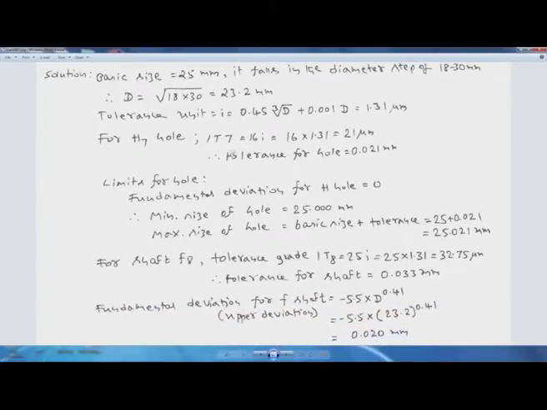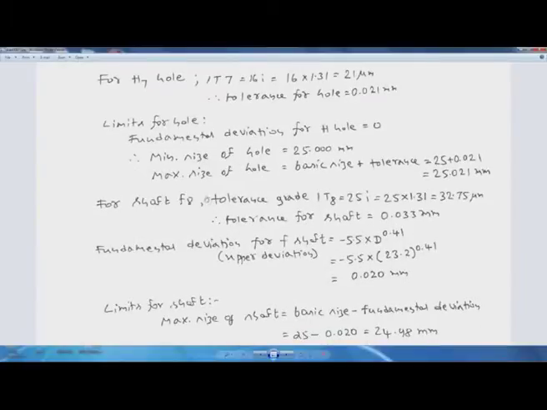So once we know the tolerance value for the hole, we can find the limits for the hole. We know that the fundamental deviation for an H hole is equal to 0. So the minimum size of the hole will be equal to 25 millimeter, and the maximum size of the hole can be obtained by adding the tolerance to the basic size. So the maximum size of the hole is equal to 25.021 millimeter.